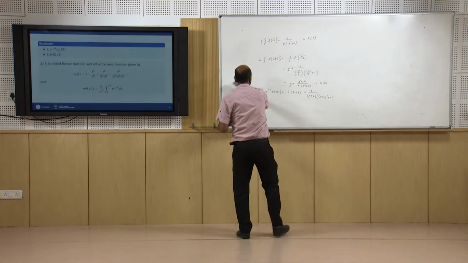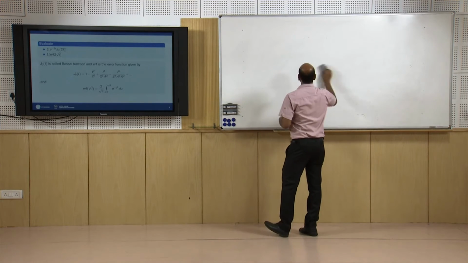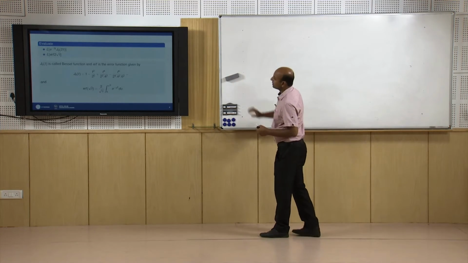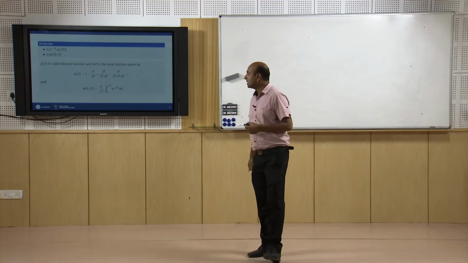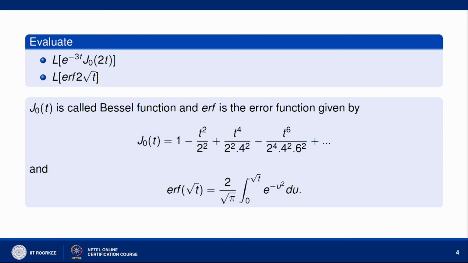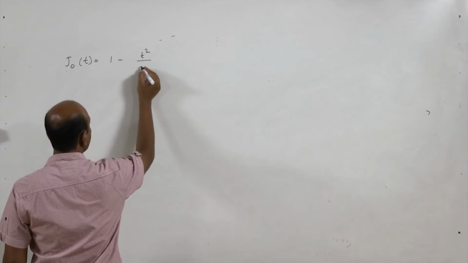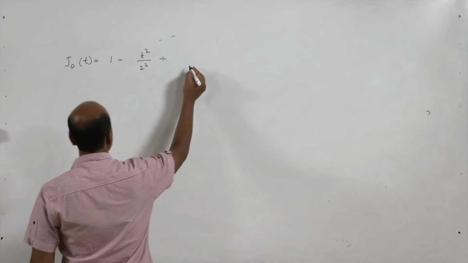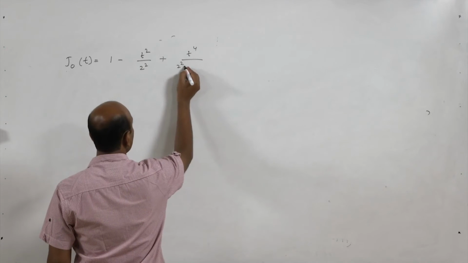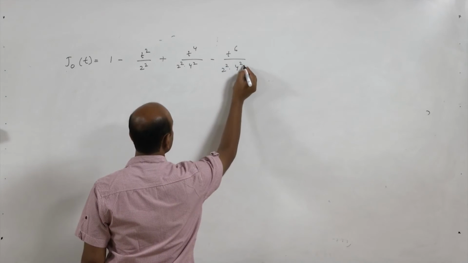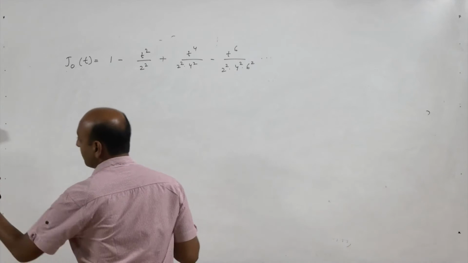So, let us try to find out this thing, and then once we find the Laplace transform of Bessel's function, which is J naught t or error function, we can solve those two problems using shifting property and change of scale property. So, let us find first J naught t. So, J naught t is nothing but 1 minus t square by 2 square plus t to the power 4 upon 2 square into 4 square minus t to the power 6 upon 2 square 4 square into 6 square and so on, as given in the problem.